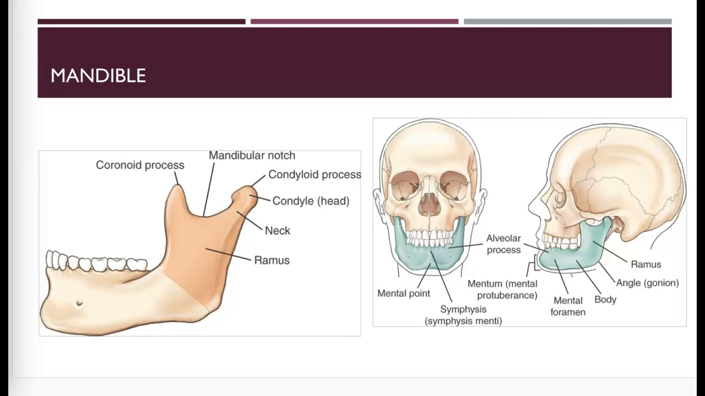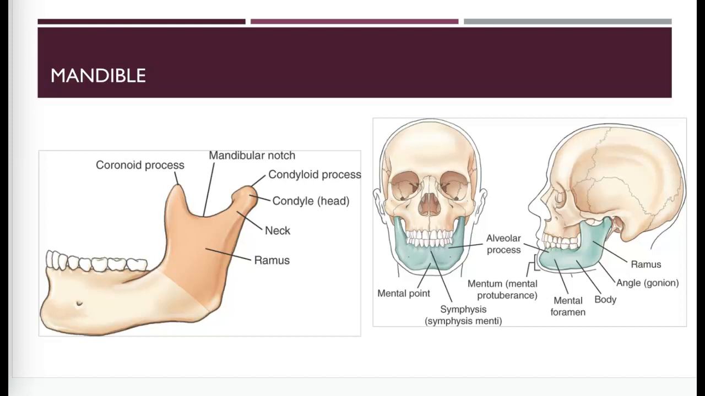The last facial bone we have is the mandible. It is the largest facial bone and the only movable bone in the adult skull. It is two bones in an infant, which join to become one at approximately 1 year of age. The angle, or the gonion, of the mandible divides each half of the mandible into two main parts, the body and the ramus.